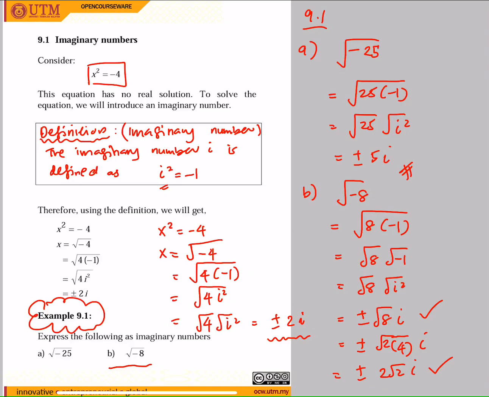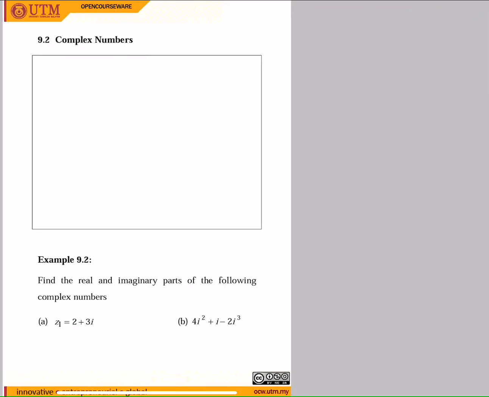Now that is part 1, which is the imaginary number. Let's look at part 2, which is the complex number. So what is a complex number? For the definition, you can refer to the textbook. If Z is a complex number, we have, let's say, Z equals X plus iY.